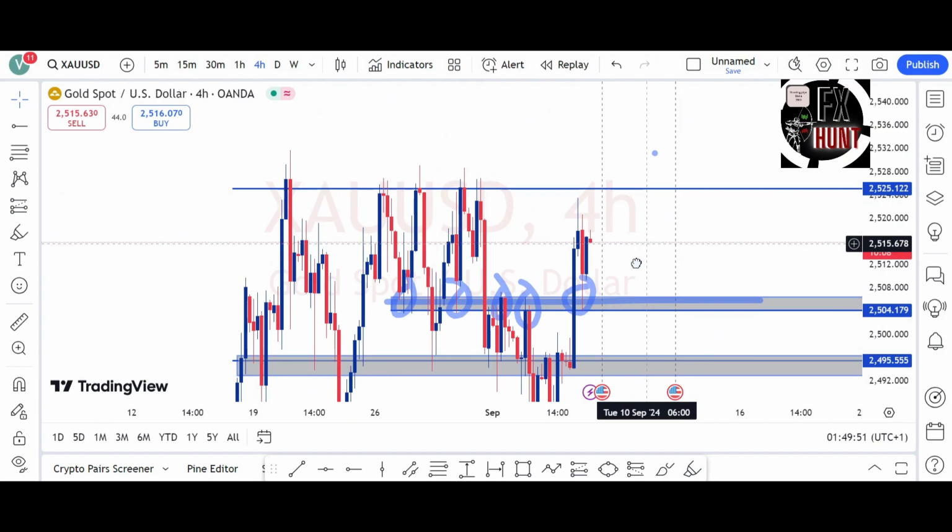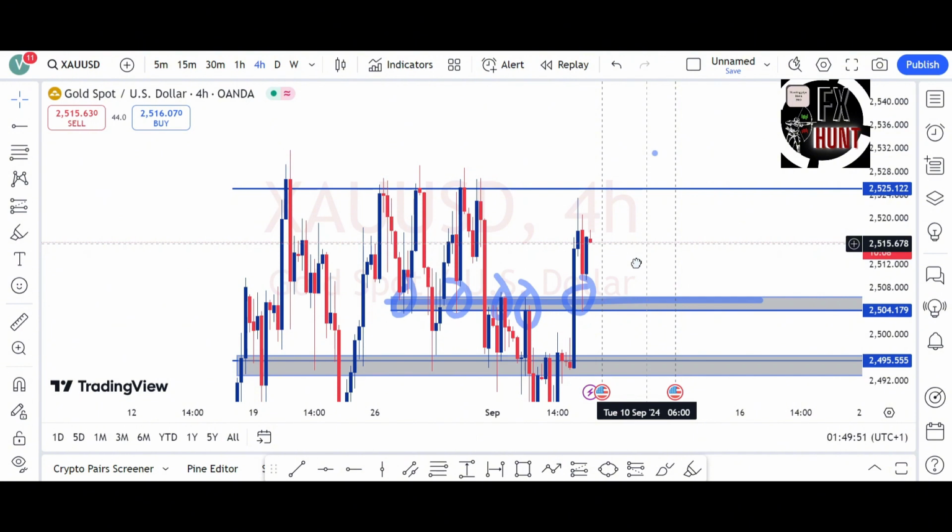We'll wait for price to break this resistance, which we then turn to a support, retest the support, and then continue upward. So altogether, we are still interested in the bullish move of the market. We are still interested in buying the market.